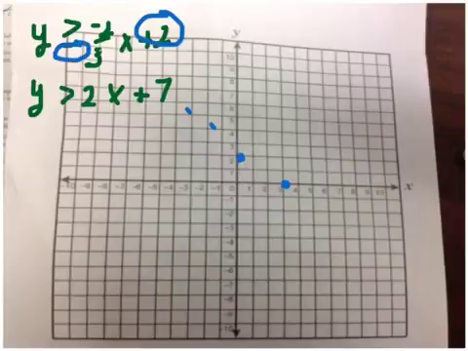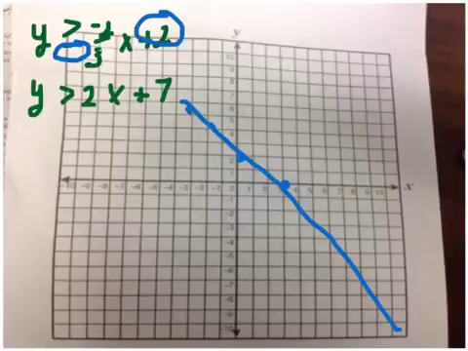Well, I covered it up, but underneath that greater than sign was an equal sign. That means the solutions to this equation could be on the line, so I'm going to actually draw a solid line. You draw a solid line when you have that equal sign underneath it.